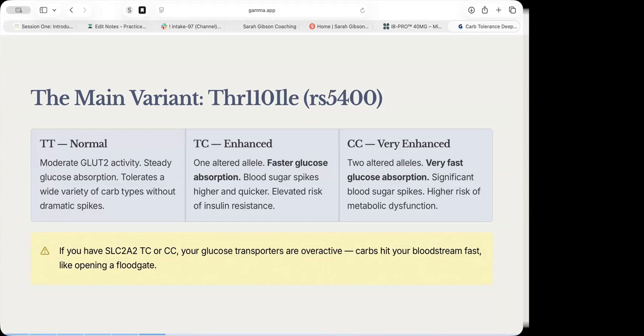And then if you've got a double impact, then you've got 2 altered alleles on that gene, and what we see is very fast glucose absorption. These are people who are like, oh, I eat one corn tortilla.